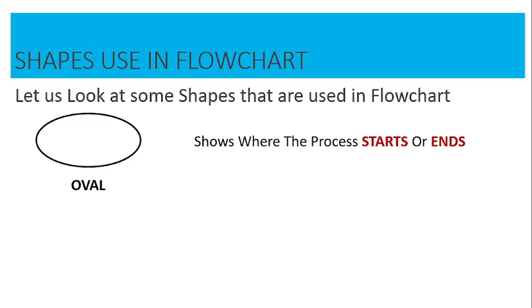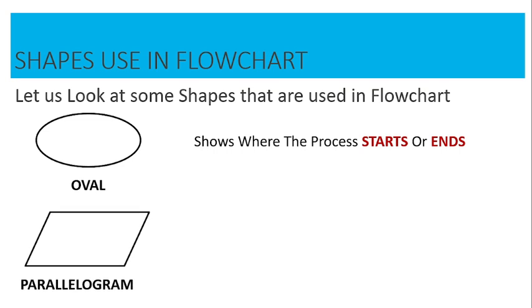When you draw a flowchart and you indicate the beginning of the program, we use the oval. Now after that, when you indicate the end of the program, you also use the oval shape.